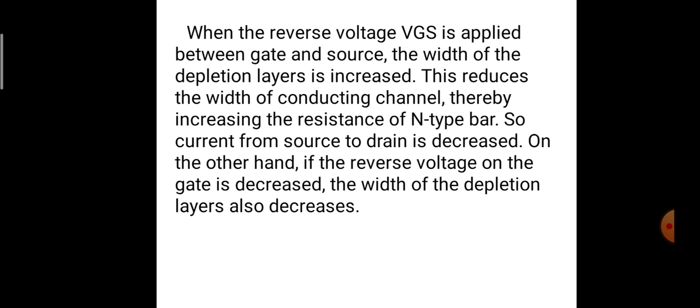When the reverse voltage VGS is applied between gate and source, the width of depletion layers is increased. This reduces the width of the conducting channel, thereby increasing the resistance of the N-type bar. So, current from source to drain is decreased. On the other hand, if the reverse voltage on the gate is decreased, the width of depletion layers also decreases.